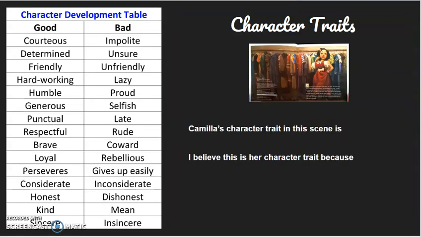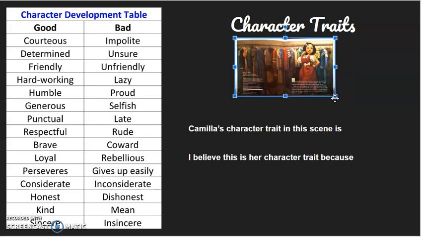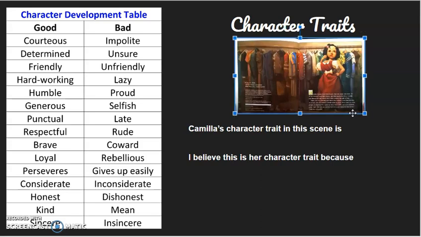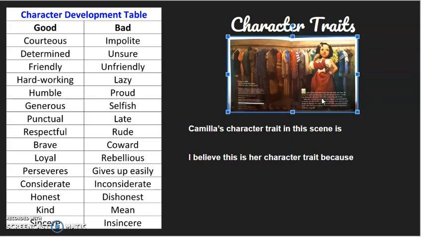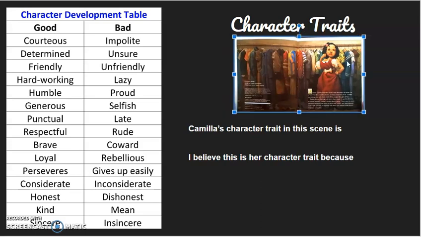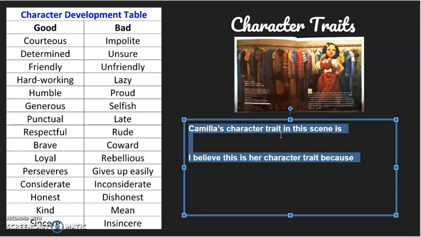So I've taken some screenshots, and for the first one, I have this picture, and this is really the first page of the book. In this first page, Camila is trying to go to school, and she's trying to pick out what clothes to wear. And so I'm going to fill out these two sentence stems. It says Camila's character trait in this scene is blank, and I don't have anything written yet. I believe this is her character trait because, and then explain why. So I'm going to fill these in.